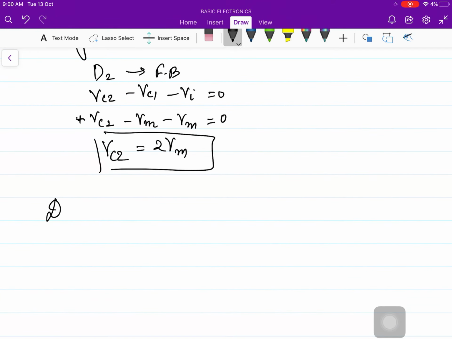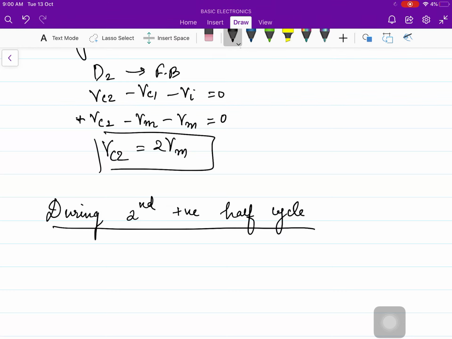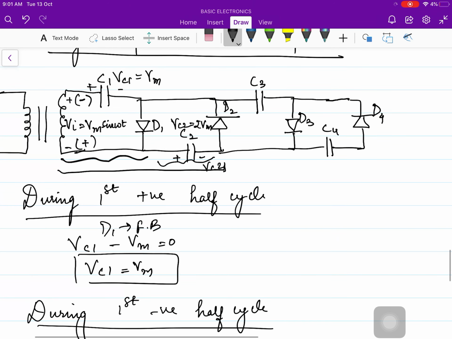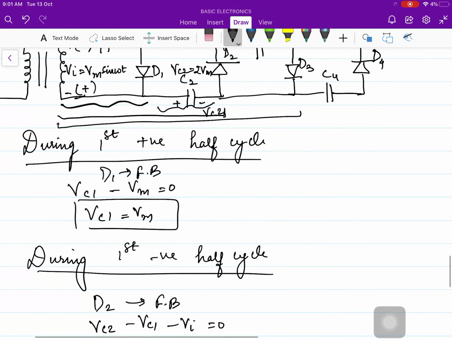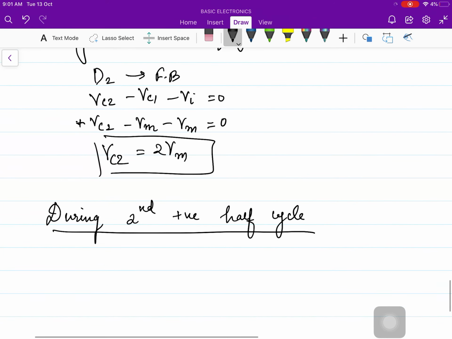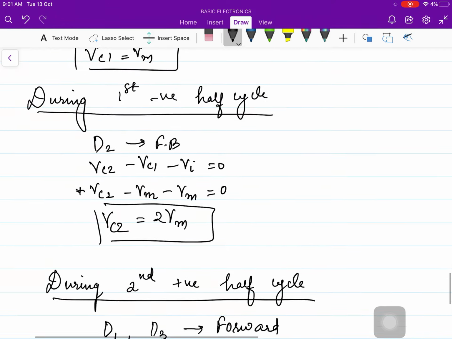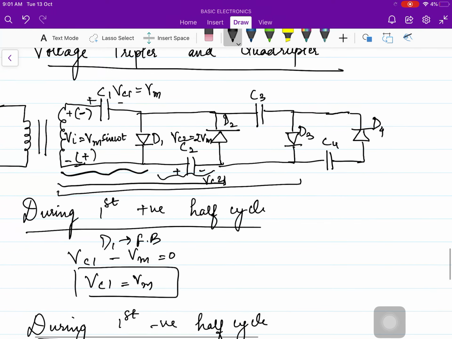Now again during the second positive half cycle, again it will be a positive half cycle as we have drawn in the diagram. Now D1 will be forward and D3 will be forward. Now you will take into account the circuit up to here. So now D2 branch is gone, D1 and D3 both are considered and they are to be forward biased. Now apply the KVL up to this circuit.